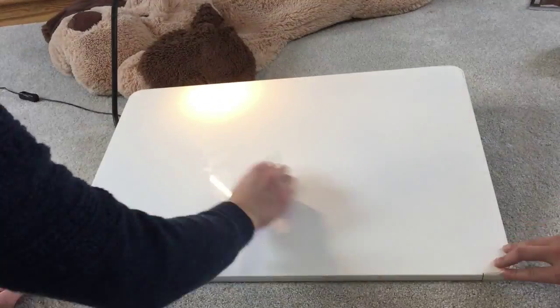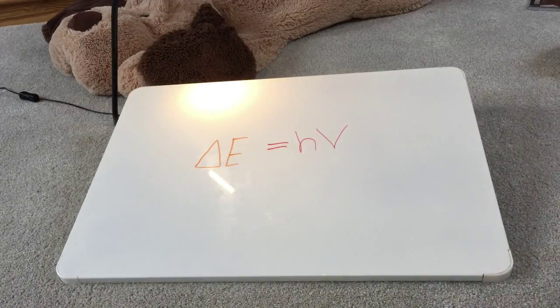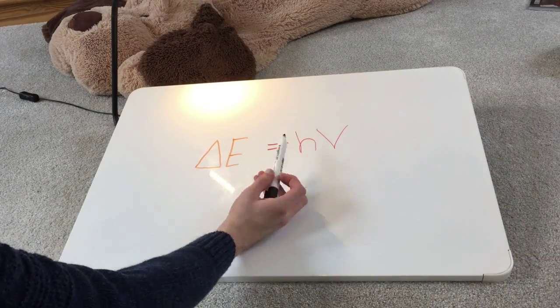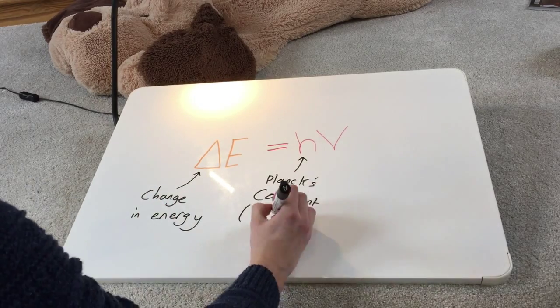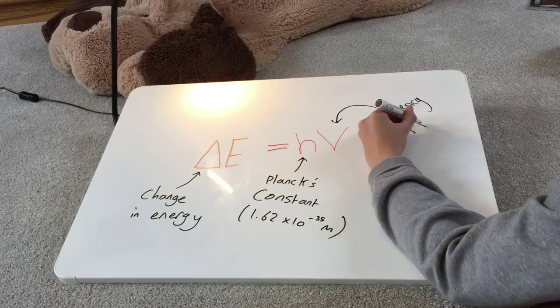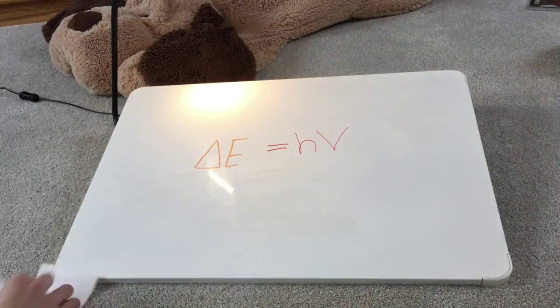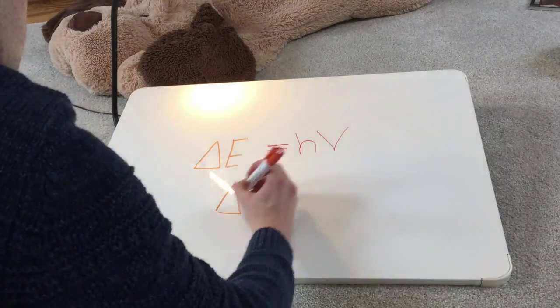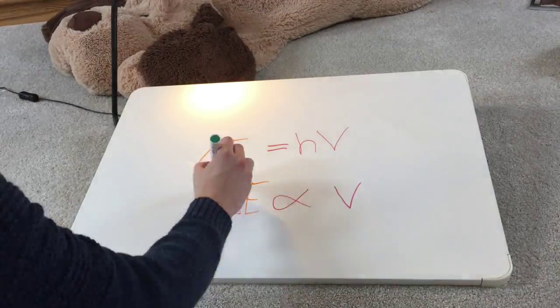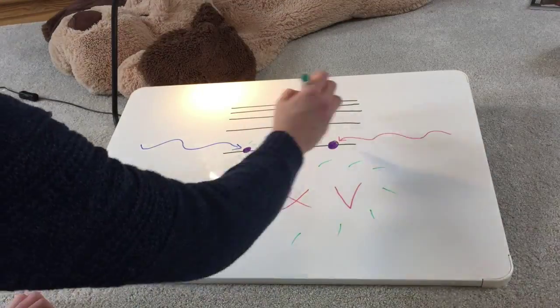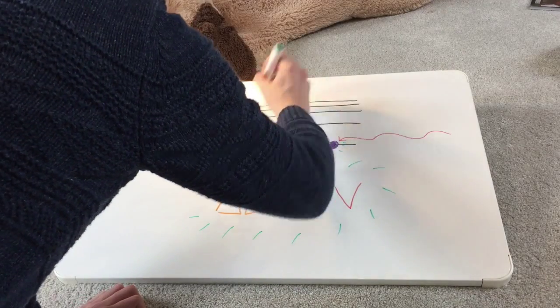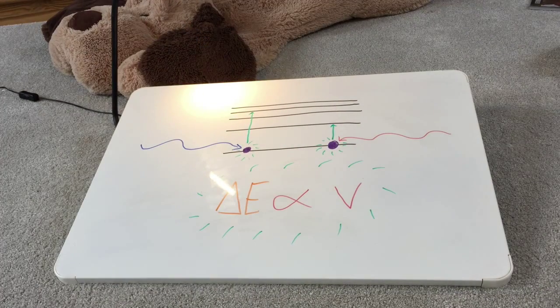We can represent this as an equation. Here, delta E represents the change in energy of the electron as it moves up or down energy levels. h represents Planck's constant, and v represents the photon's frequency. This clearly shows the frequency of a photon directly relates to the change in an electron's energy level. In other words, a photon with a frequency that corresponds to blue light will cause an electron to move a different number of energy levels than one with a frequency that corresponds to red light.